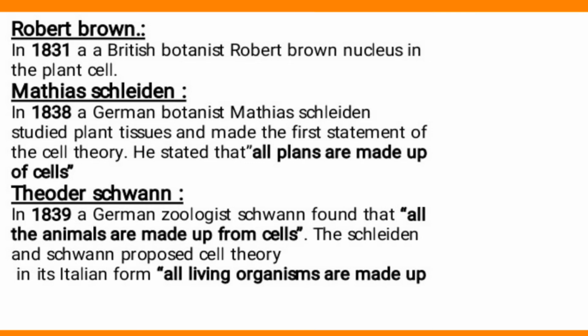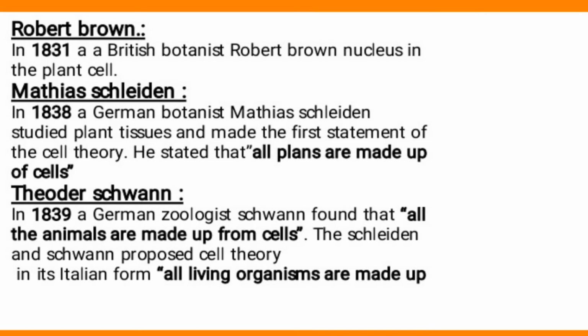The next scientist is Matthias Schleiden. In 1838, a German botanist, Matthias Schleiden, studied plant tissues and made the first statement of the cell theory. He stated that all plants are made up of cells. Matthias Schleiden in 1838 studied the plant cells and told that all the plants are made up of cells.